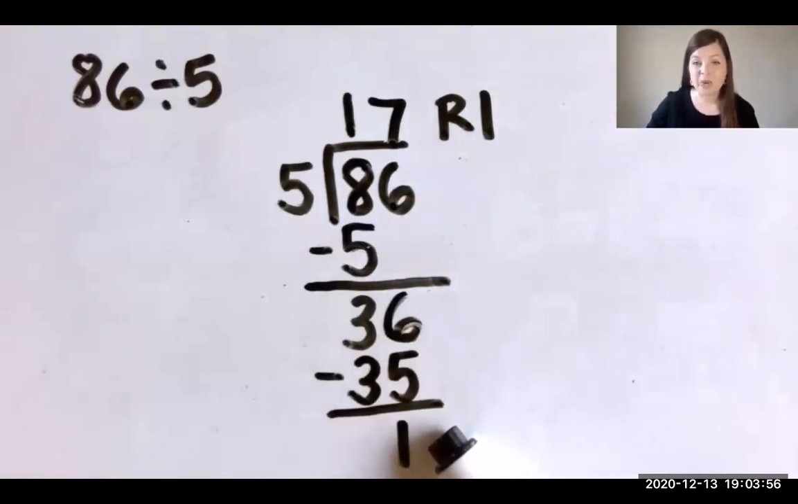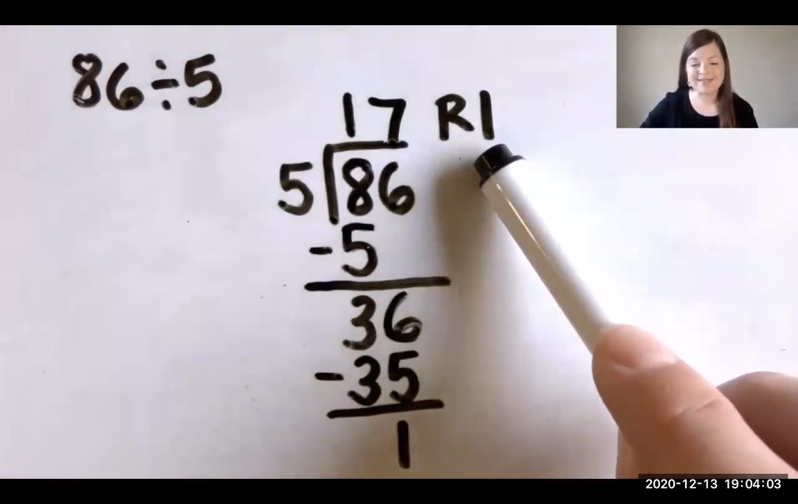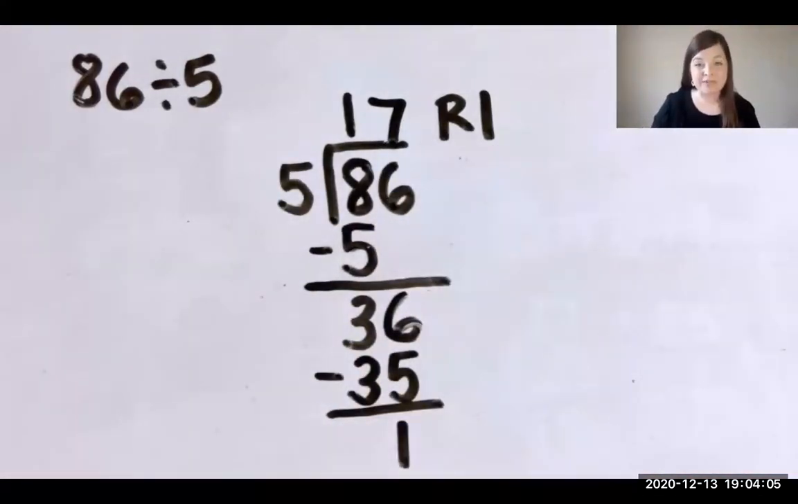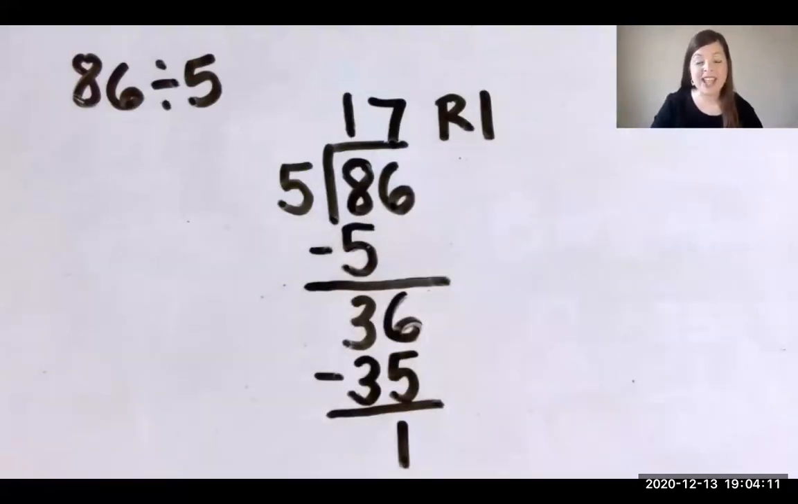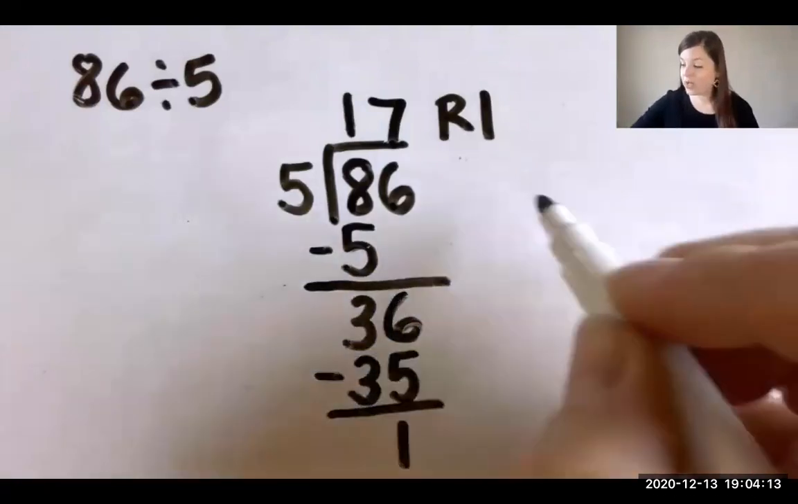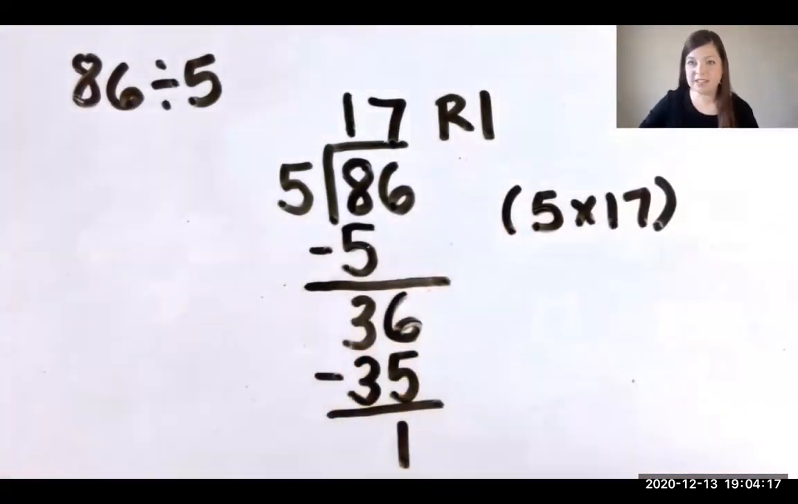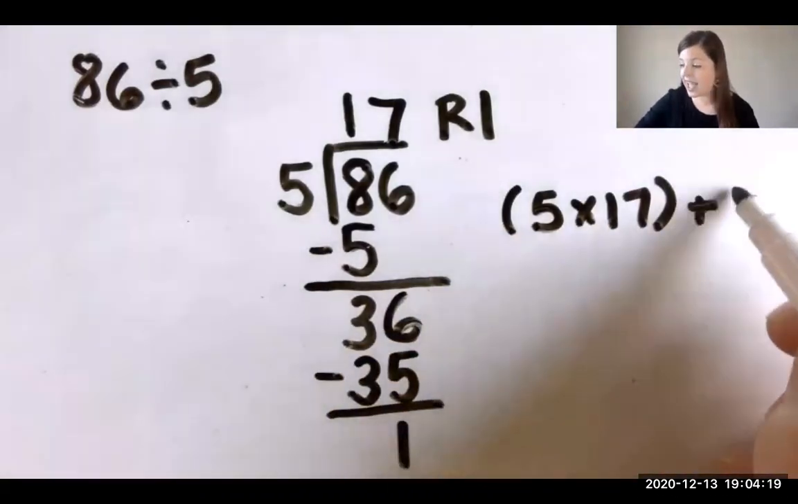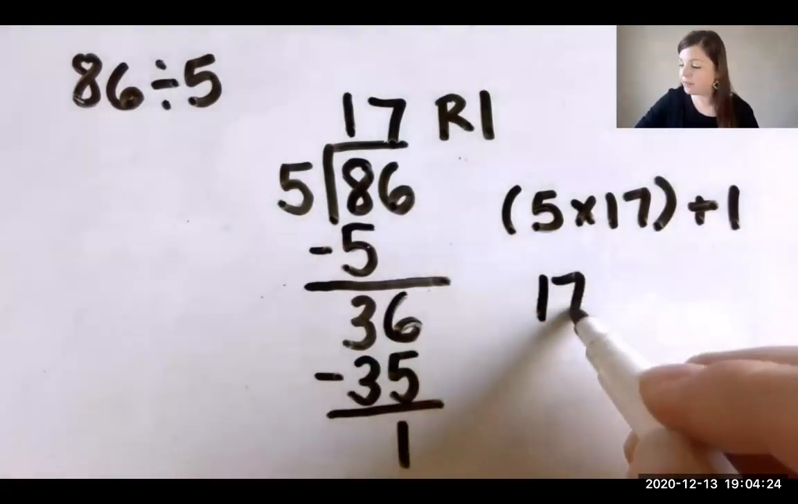So what's the quotient and what's the remainder? The quotient is 17 and the remainder is 1. So how can we check our division? Well, this time, since we have a remainder, we can use multiplication and addition. We can multiply 5 times 17 and then add on the remainder to that product. So let's do that.